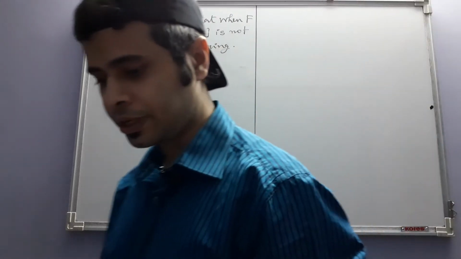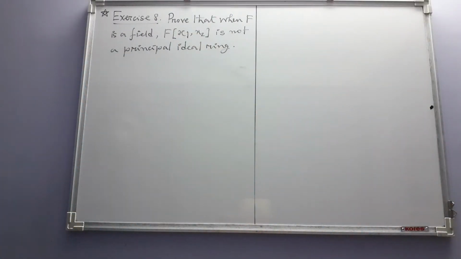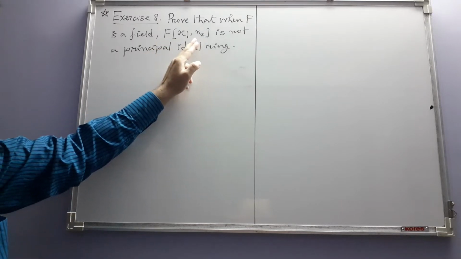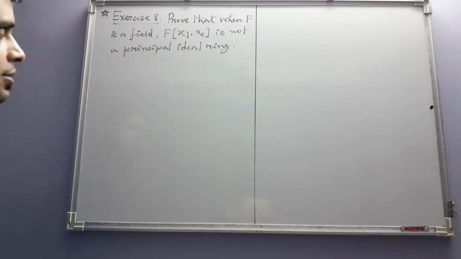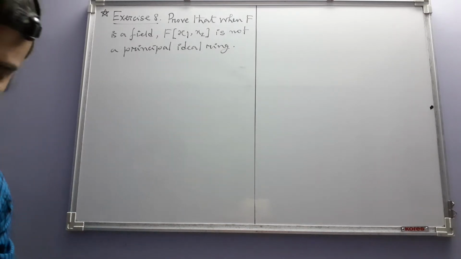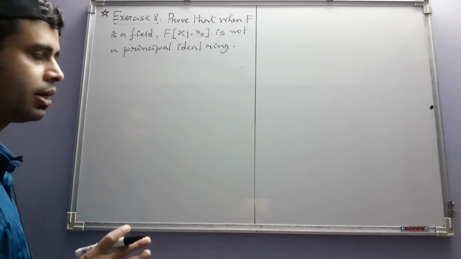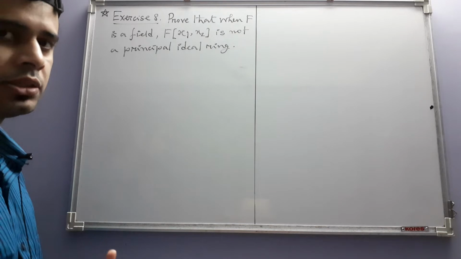Okay, so next, exercise 8. Here we are given a field F and we are considering the polynomial ring in two indeterminates x1 and x2. We have to prove that it's not a principal ideal ring. So we will show that a particular ideal is not a principal ideal.